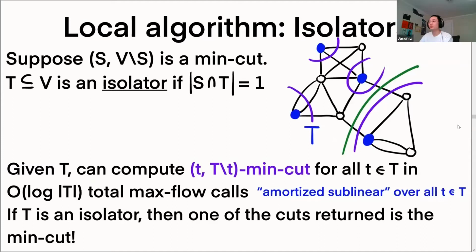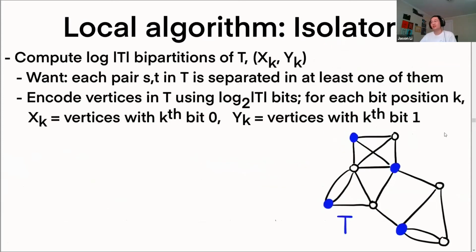So we'll briefly go over how this algorithm works. It's actually very simple. So here's the algorithm essentially. Again, we are given as input the subset of vertices T. We're going to compute bipartitions of T, some log T many times. And the point is we want the bipartitions such that any pair s and t in T is separated by at least one of the bipartitions.